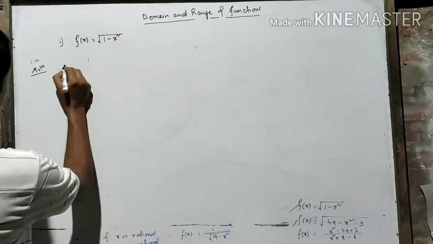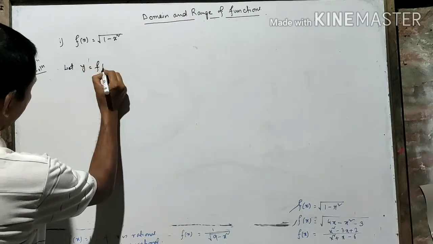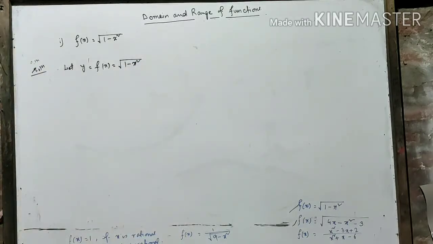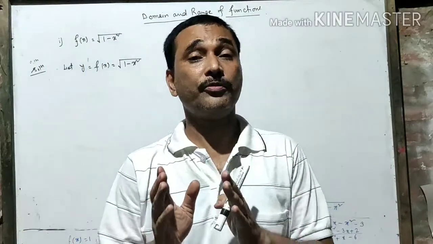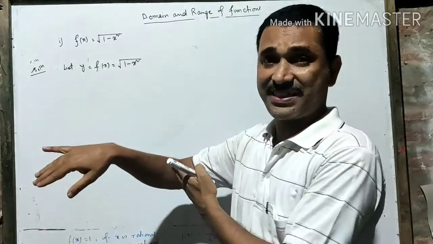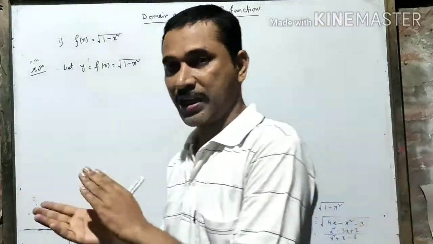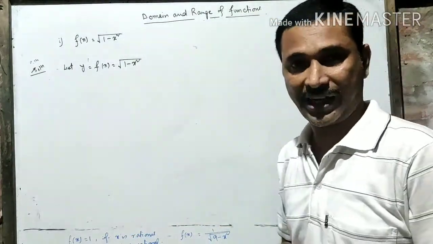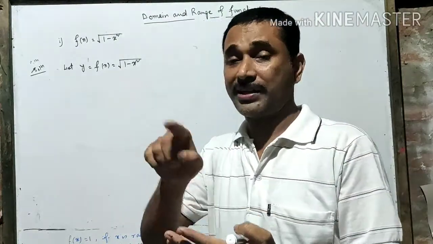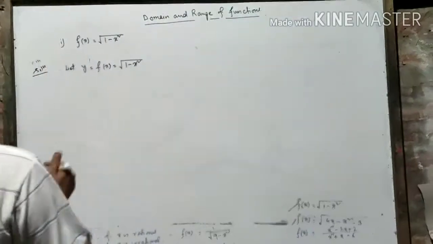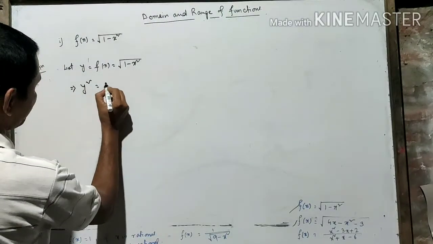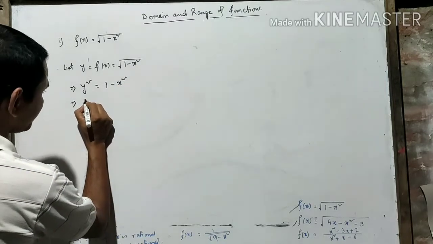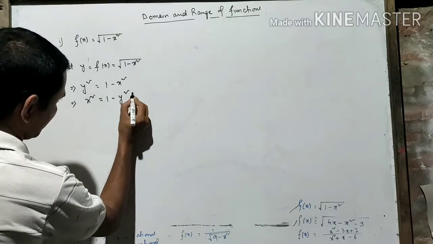Let us clear it here. Let y equal to f(x) equal to root over 1 minus x square. So we are to find the values of y. So we are to express x in terms of y. While finding the domain, we had written y as some function of x. Now we have to find the values of y, so we have to write x as a function of y. Let's see. This implies, that means you are to find x from here. 1 minus x square, this implies x square equal to 1 minus y square.